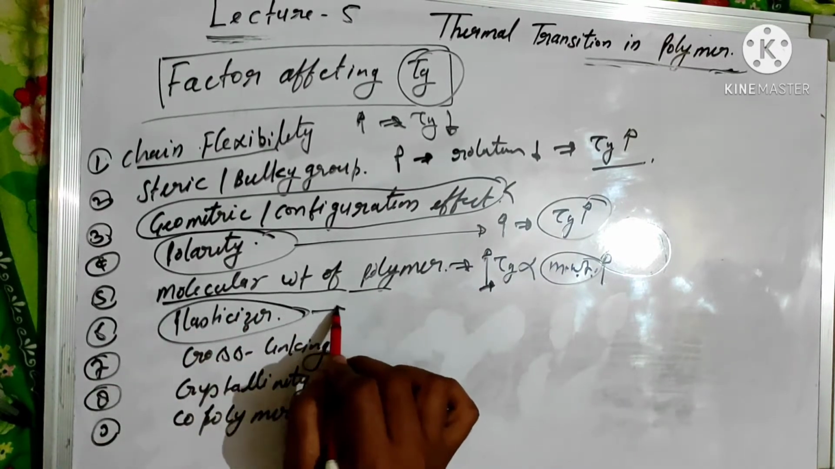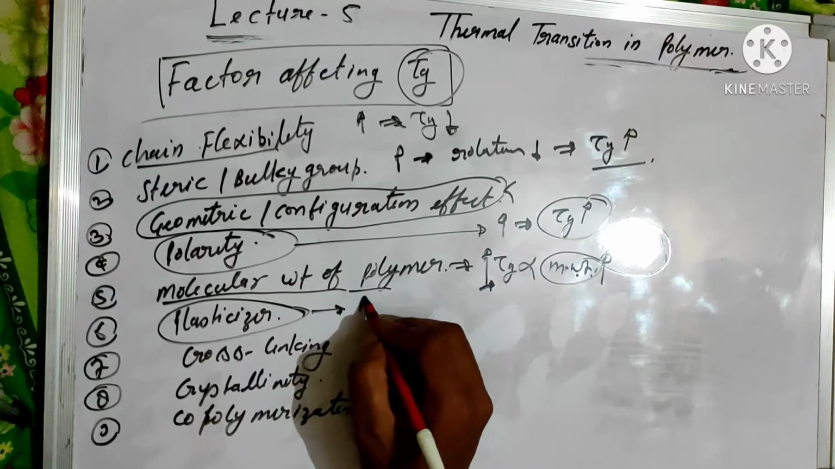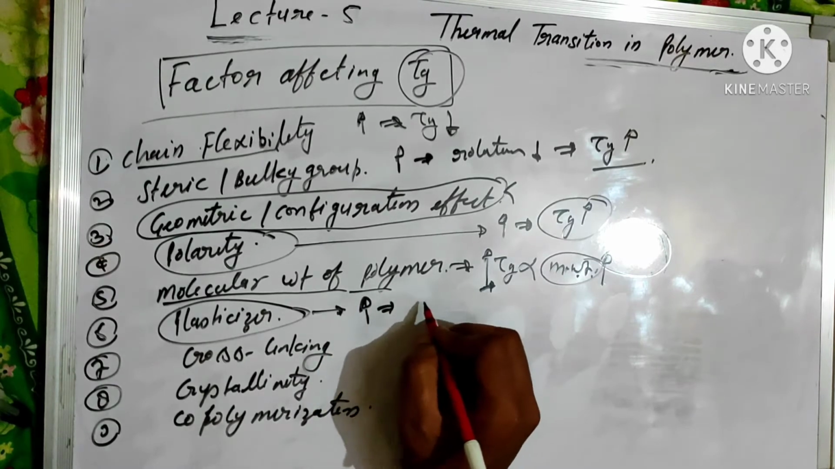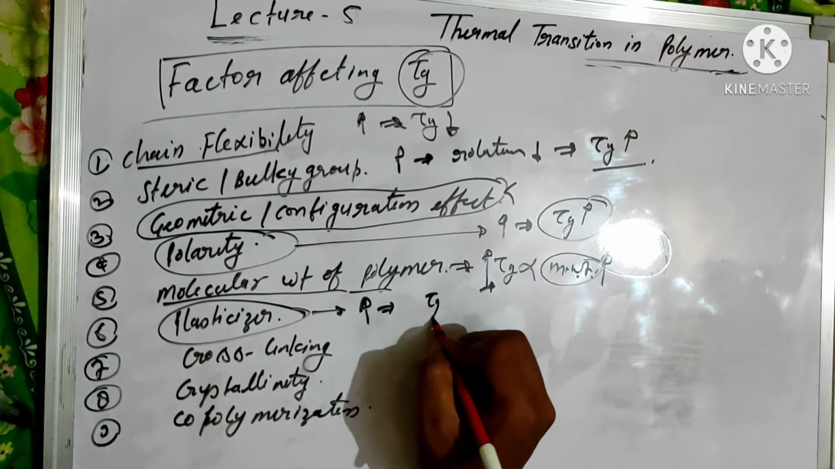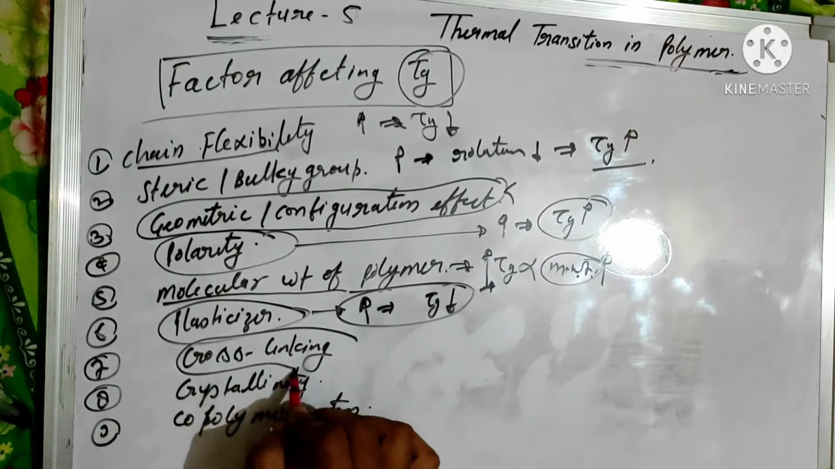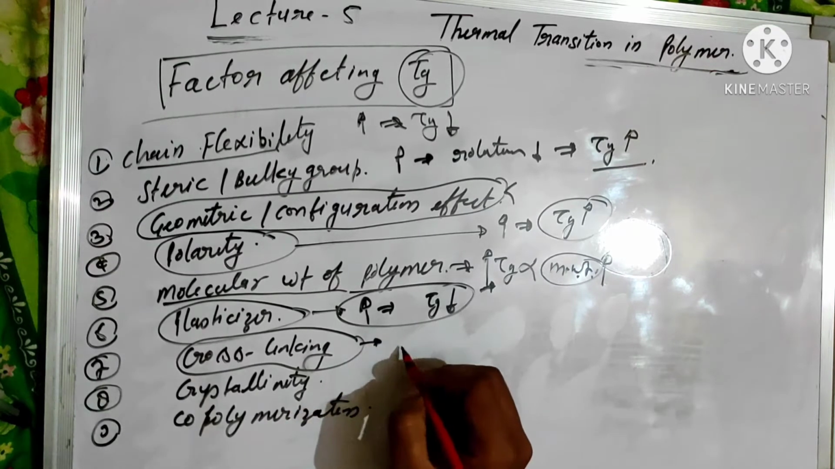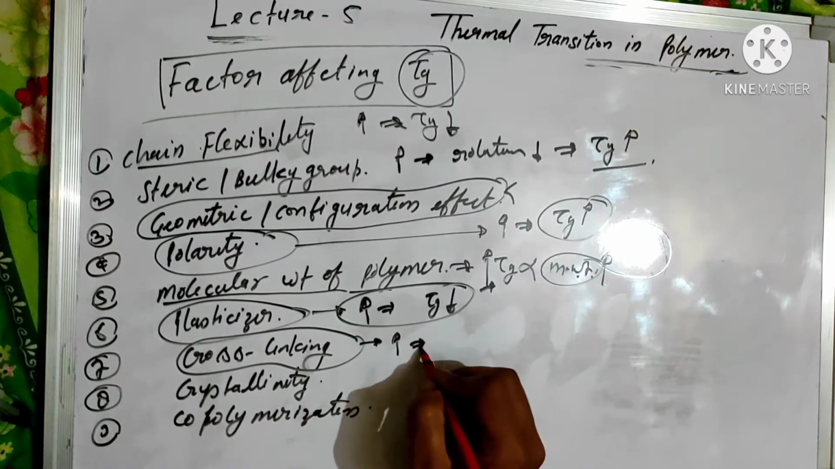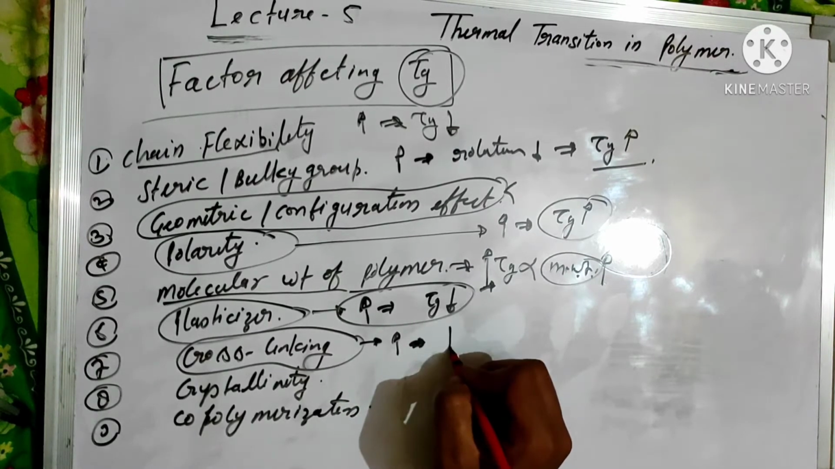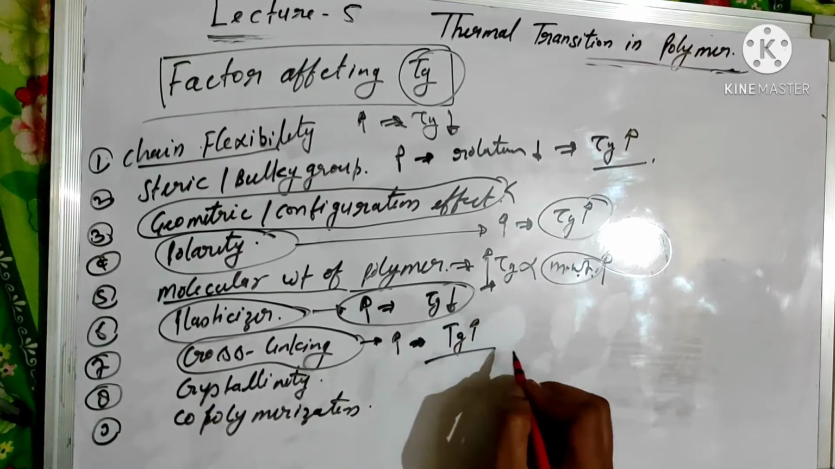Plasticizer. The plasticizer is added to the polymer to improve their flexibility. So, increasing the amount of the plasticizer, the flexibility of the polymer is increased. That's why the glass transition temperature of the polymer decreases. Cross-linking. The cross-linking is an important factor in the thermoplastic polymer. Increasing the cross-linking in the thermoplastic polymer, their chain flexibility is reduced. That's why their glass transition temperature will increase.